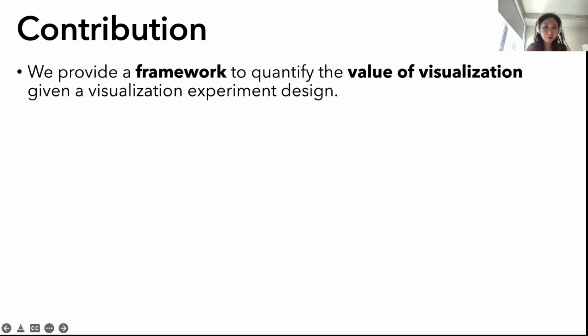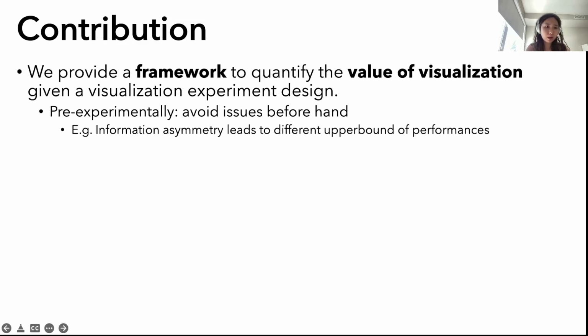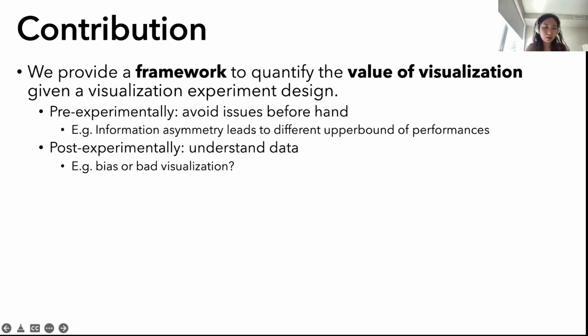So our contribution is we provide a framework to quantify the value of visualization given a visualization experiment design. So our framework enables us to pre-experimentally avoid issues beforehand. For example, by analyzing the information asymmetry, we know pre-experimentally that these visualizations may have a different performance. And also post-experimentally, our framework helps people understand the data. For example, are people biased or is it simply that the visualization is bad?